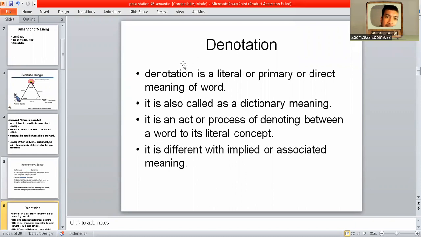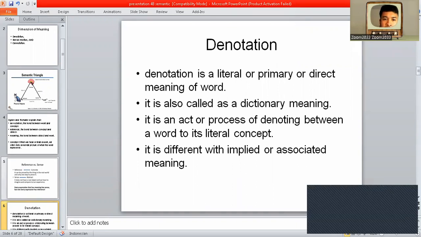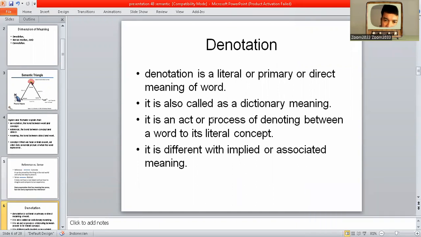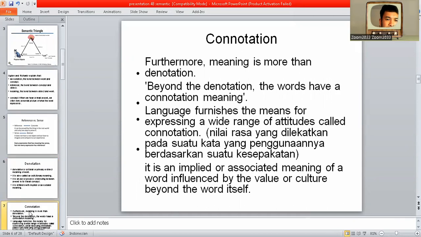Okay, and then we go to denotation. The denotation is the literal, primary, direct meaning of the word, so we know what the meaning of that one is. We call that denotation. It is also called the dictionary meaning. And then it is the act or process of denoting between the word and its literal sense. So it is totally different from implied or associated meaning.